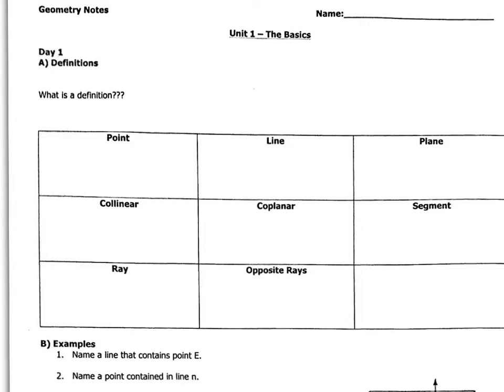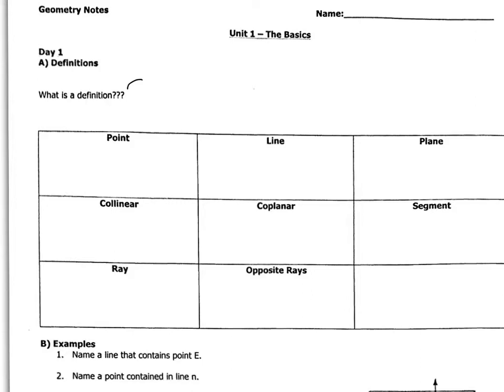This whole first unit and first section actually is all about the basics of geometry. You think of geometry and you think about all the shapes that you're going to be working with. So what we're going to start with are all the definitions that make up all the shapes we're going to be working with in geometry. We're going to start by talking about definitions of all these things in this chart. So to begin, we need to talk about what a definition is.